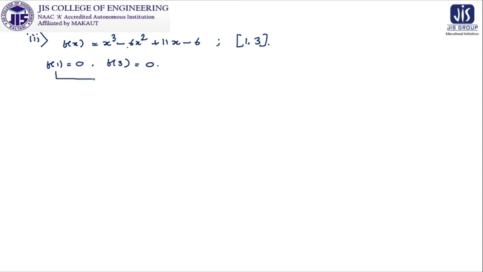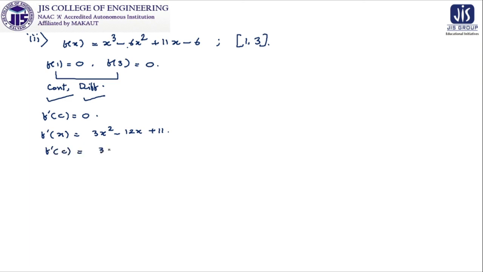So f1 is equal to f3, and the requirement for continuity and differentiability is validated because of the polynomial form of this function. So we know that according to Rolle's theorem, f dash c will be equal to 0. So what will be the value of c for which we get this? Now it is a simple problem, because f dash x is equal to 3x square minus 12x plus 11. Okay, so f dash c will be 3c square minus 12c plus 11.